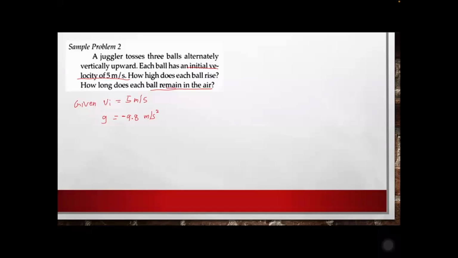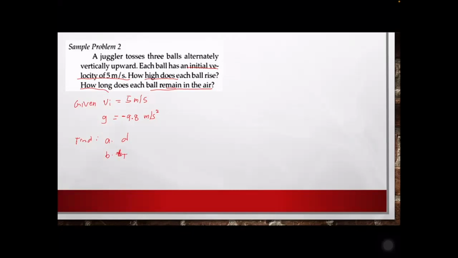Bakit may problema tayo? Because of the gravity of the earth. Okay, so that's negative 9.8. So, what are we going to find? We have to find for A, siyempre, the distance, how high. Letter B, we need to find the total flight, how long? So, T sub T, or total flight.